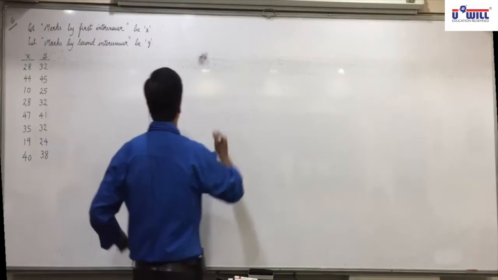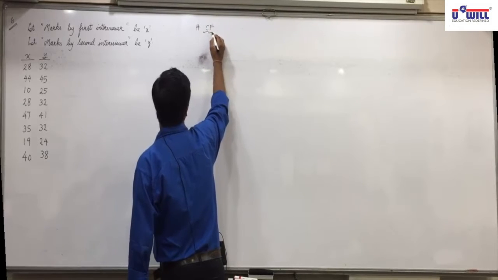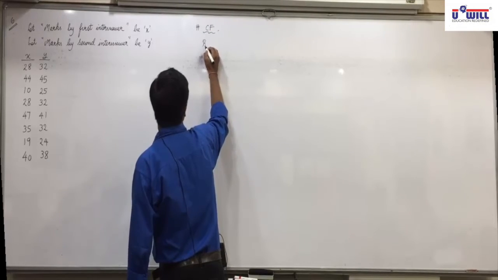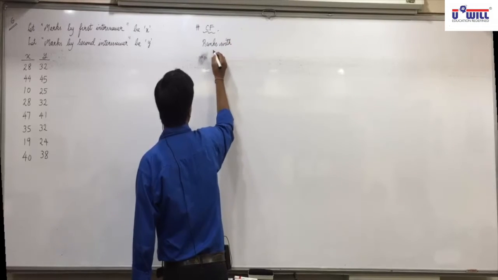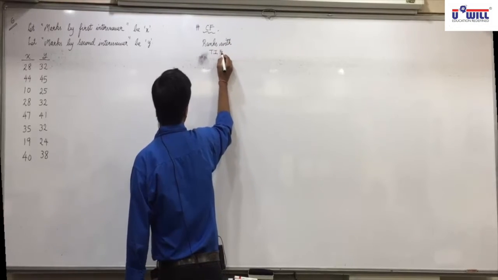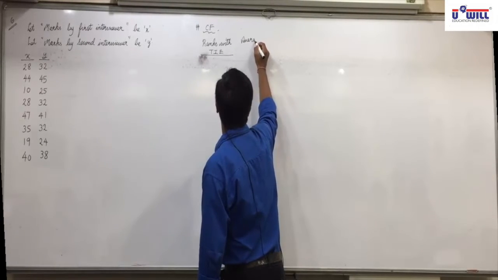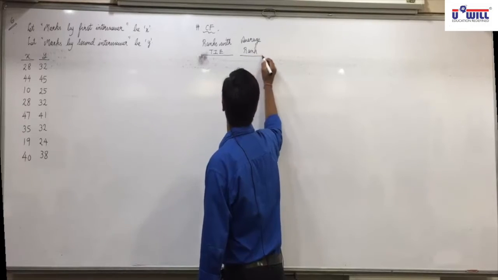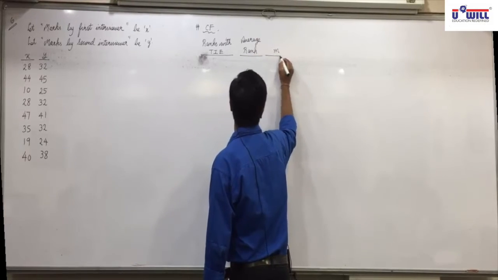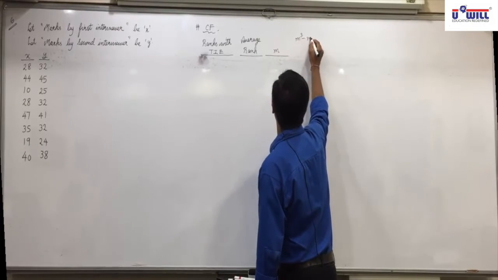Other than that, one more workings we will do for CF. What columns do we make for CF? Ranks with tie, then average rank, then m, that is number of observations in the tie, and (m cube minus m) upon 12.